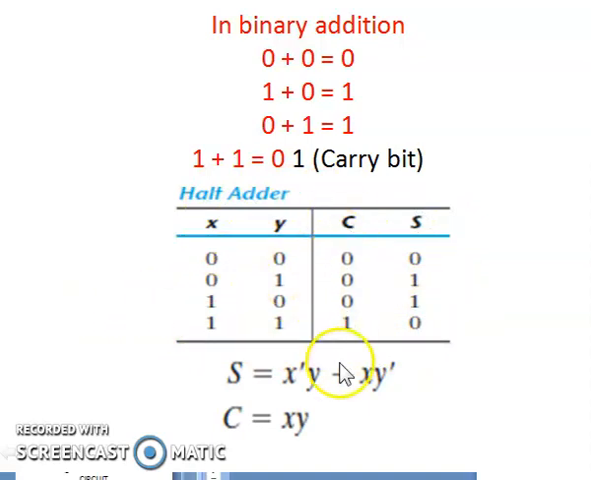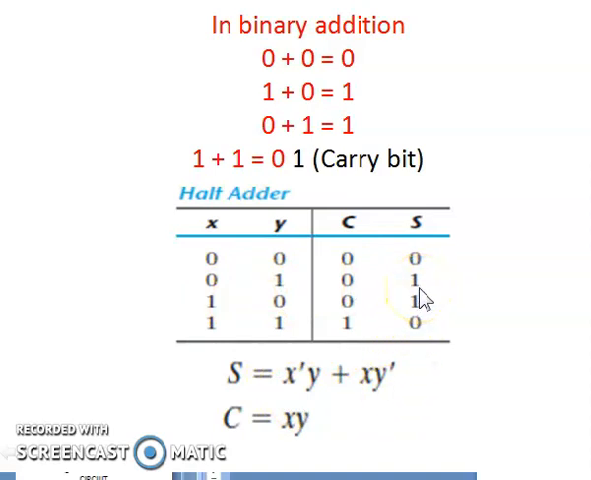After constructing the truth table, write the expression for the outputs. How to write the expression for the outputs? For example, to write the expression for the sum, you have to look at that sum column and find out the number of ones appearing in that sum column. We have 2 ones here. So write down its corresponding input combination in SOP form.